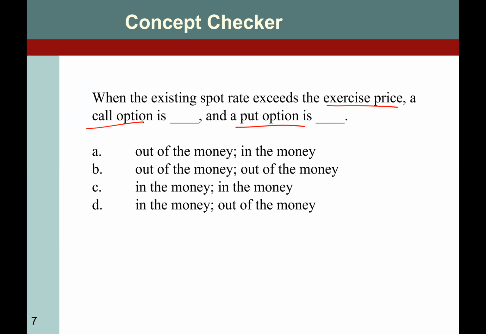Jackie, I think it's D. Where is Jackie? Camila, is it A? I also think A. A, okay. Anyone else? B.